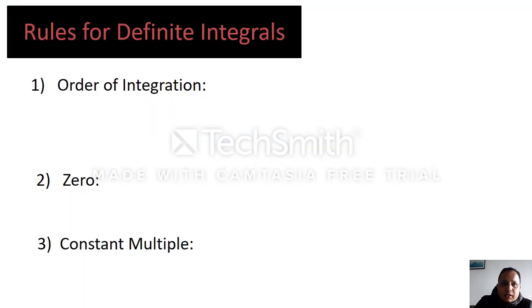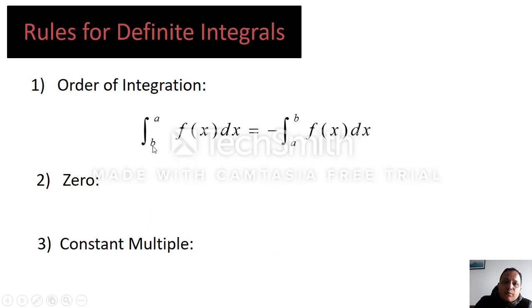Now, the rules of definite integrals. The first one is order of operation. Order of operation is an important thing in definite integrals. Say for instance, you are integrating from b to a of f(x) dx, and if you want to reverse the integral to a to b, you need to change the sign, a minus sign. So the integral from b to a of f(x) dx can be written as minus the integral from a to b of f(x) dx. So you need to reverse the sign.